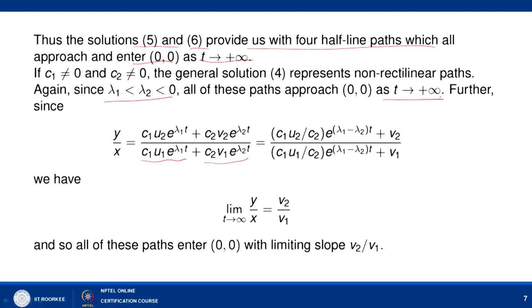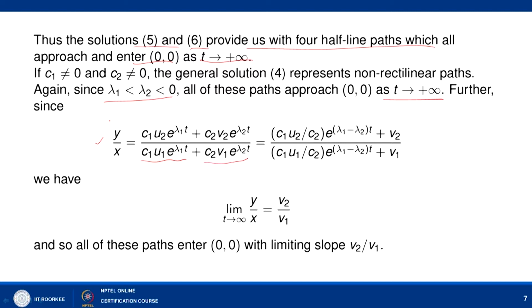So, let us find out whether it will enter the origin 0 comma 0 along some line or not. For that, you just find the slope y by x here. The y expression is given, and the x expression is given.